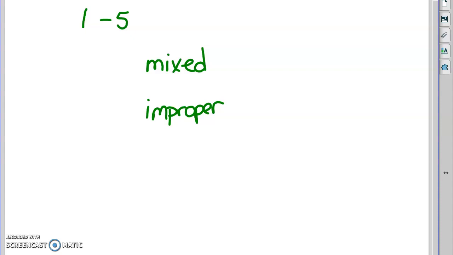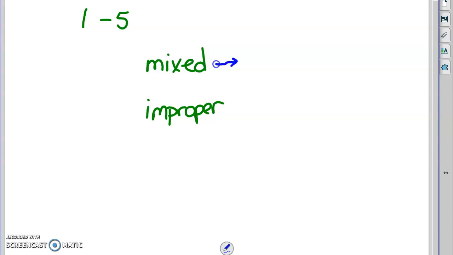Good morning, fifth graders. This is an introduction to Unit 1, Lesson 5 on mixed and improper fractions. And I thought maybe we'd talk about those terms for a moment. Maybe you learned these in fourth grade, maybe not.